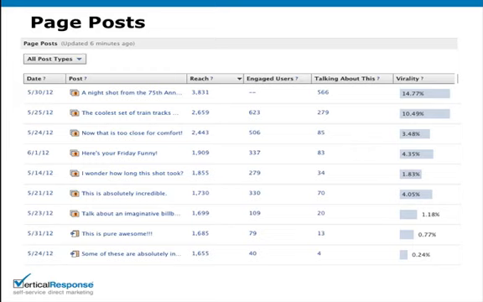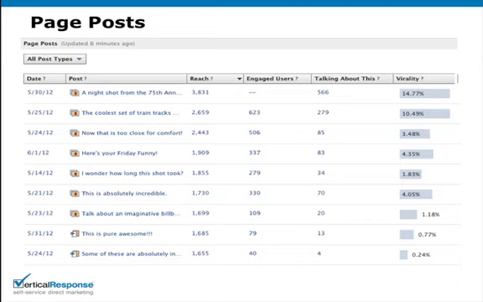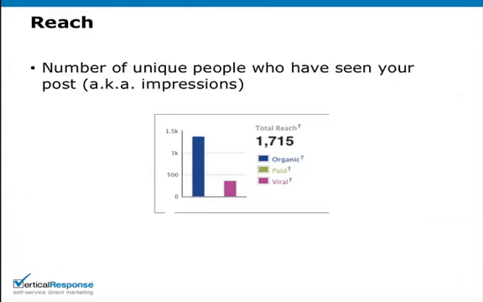But again, actually let's just go straight into it because I'm going to look at each of these columns and what each of these things mean. So for one, and I will actually back up each one of these numbers, so engaged users, that's 623 you see there, or talking about this, 279, those are clickable. You can click them and dive in for more information to get more specifics on that. So starting with reach, the number of unique people who have seen your post.